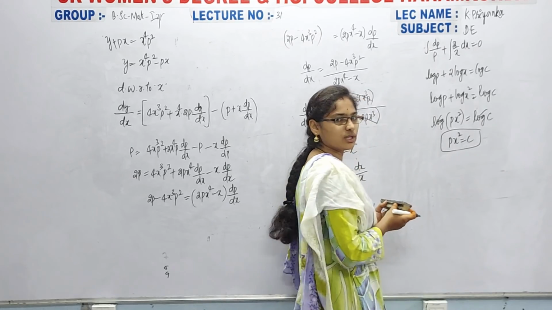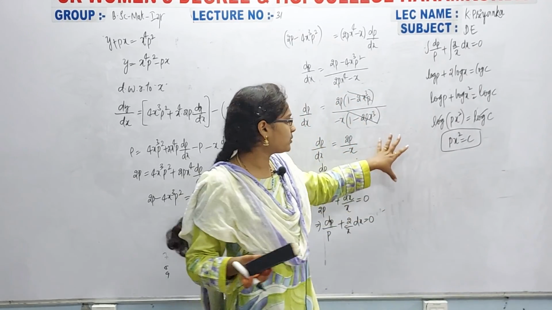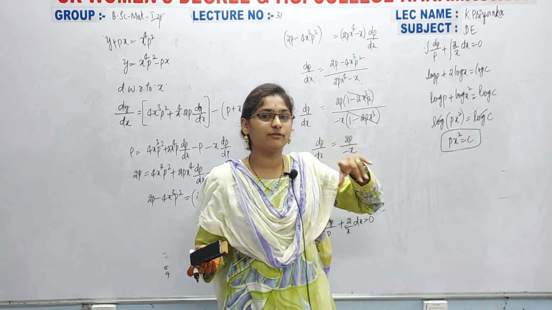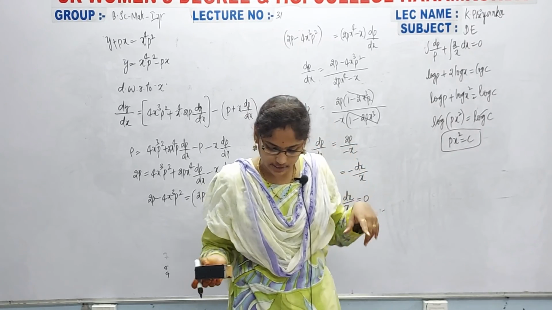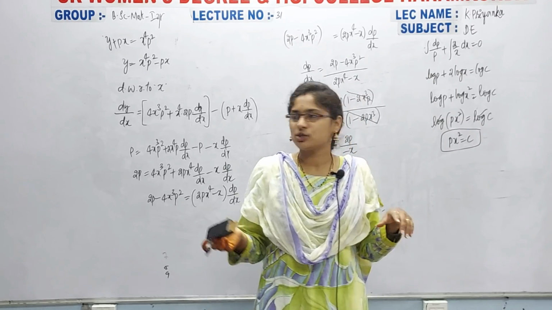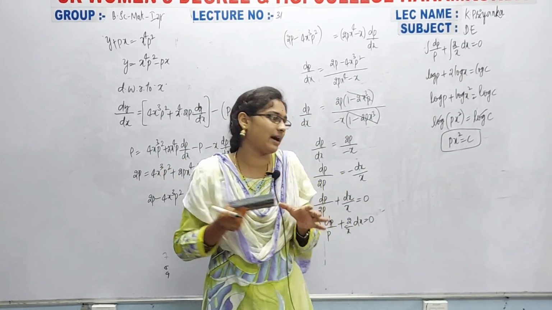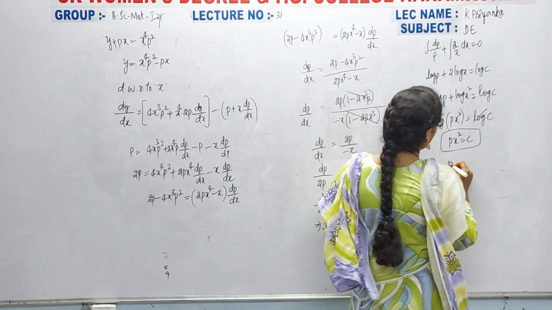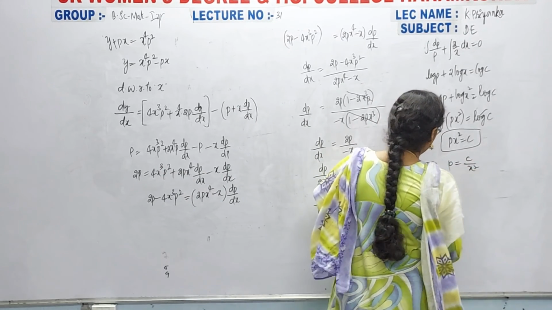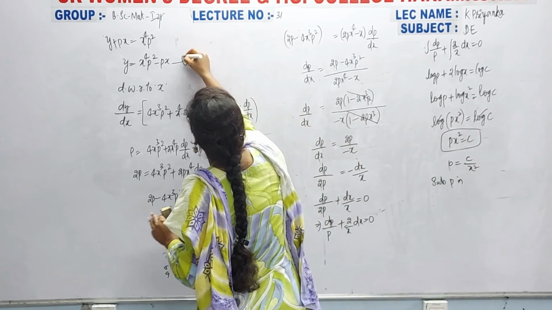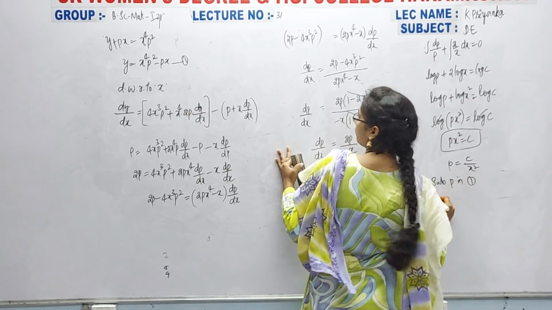Now from this, p x square equal to c. So up to here we have the solution, and finally, as I said, we have to calculate the value of p, the elimination of p. So from this we have to eliminate p. How will we eliminate it? By substituting the value of p. So then p is equal to c by x square. Now substitute p in equation 1.